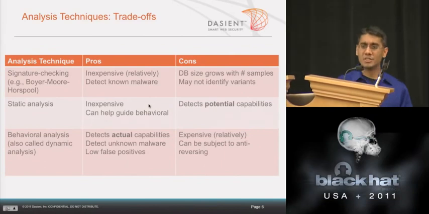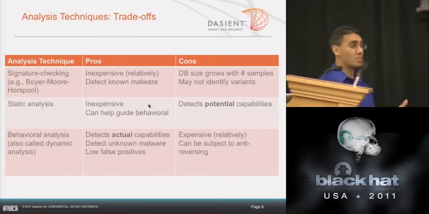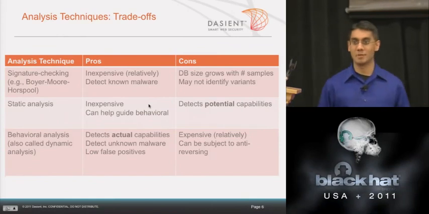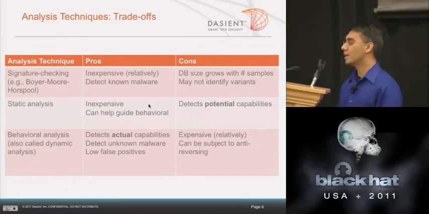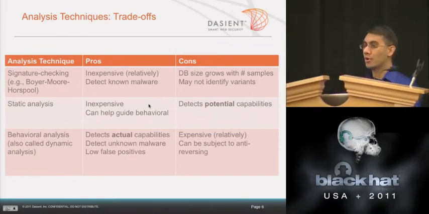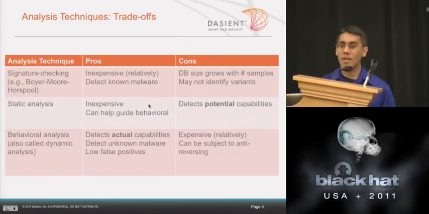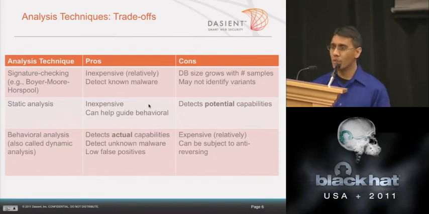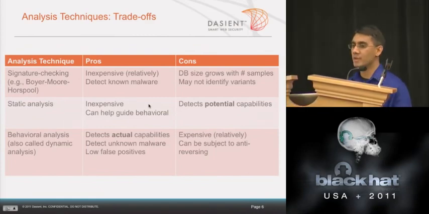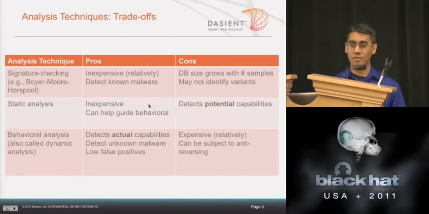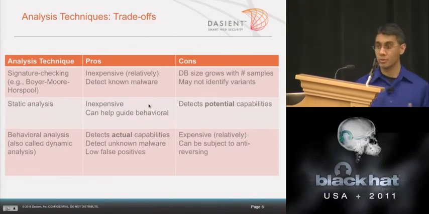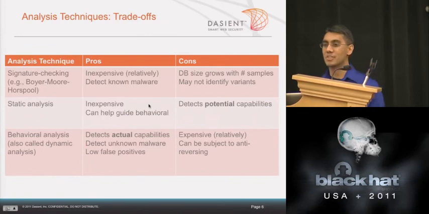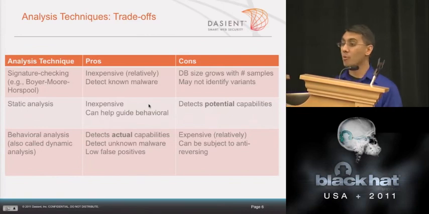If we look at signature checking, one of the big pros is that it's relatively inexpensive. Its performance is usually proportional to order n or order mn. It's very good at detecting known malware if you have a good signature. Of course, some of the challenges are that as the size of your database of signatures grows, and as the size of the application grows, it becomes more and more inefficient.